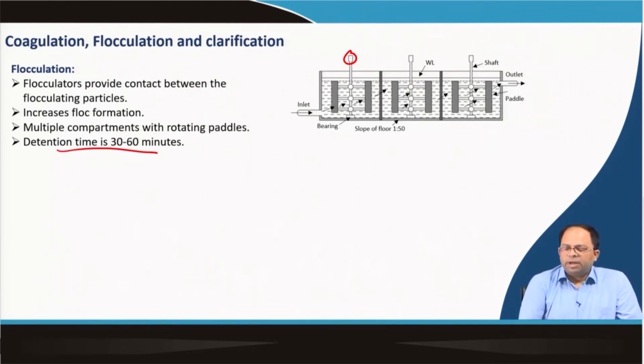In this particular chamber you can see the slope of the flow is around 1:150. So, some slope is given, and the inlet is from the bottom and the outlet is from the top.